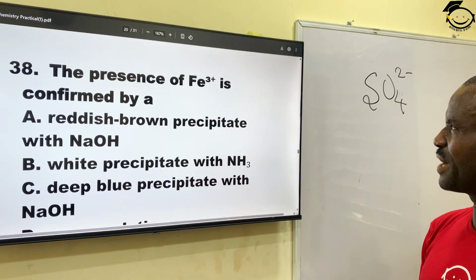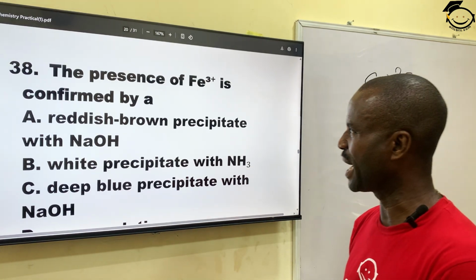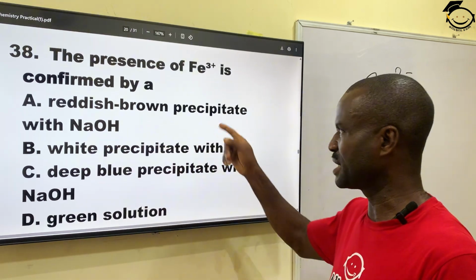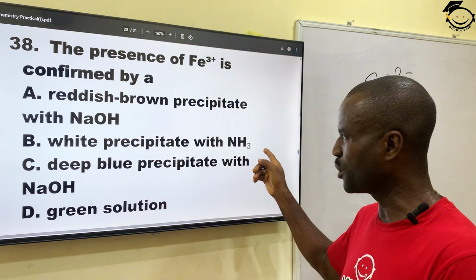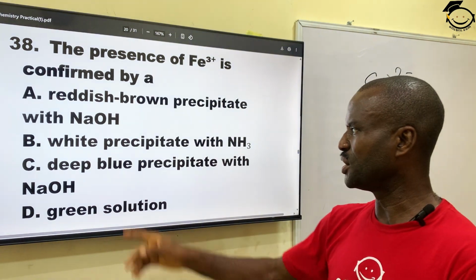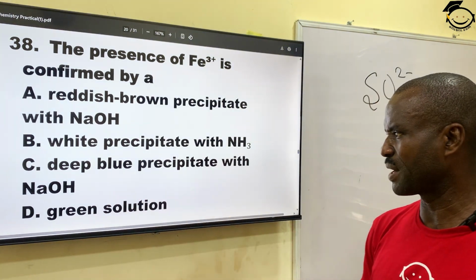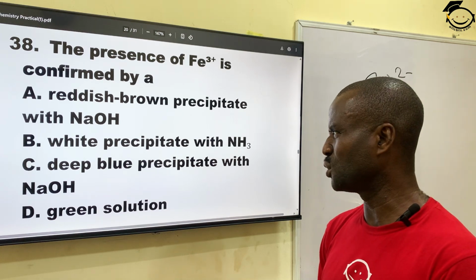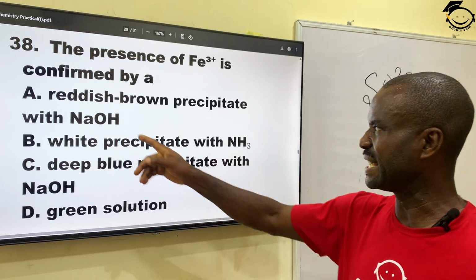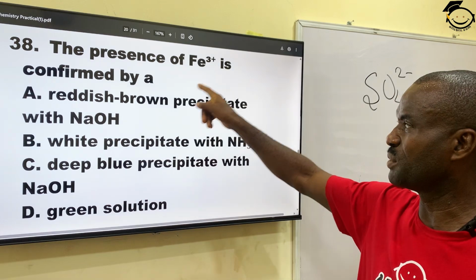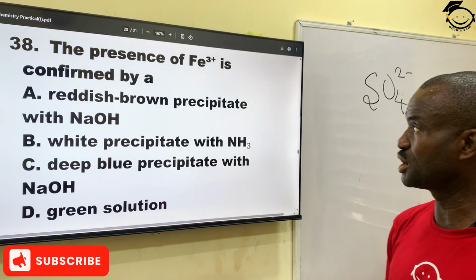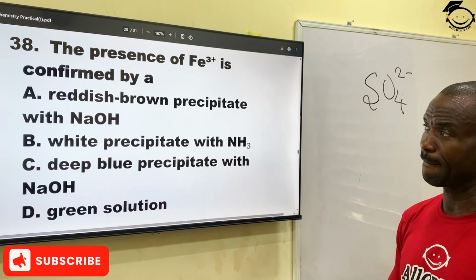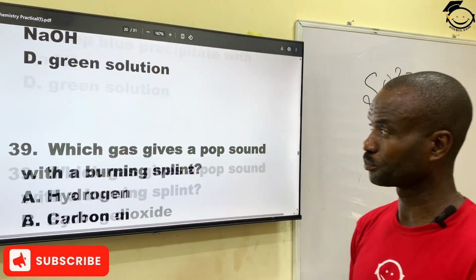38. The presence of iron(III) is confirmed by A. Reddish-brown precipitate with sodium hydroxide. B. White precipitate with ammonium solution. C. Deep blue precipitate with sodium hydroxide. Then D. Green solution. Only iron(III) will give reddish-brown color. So the correct answer is A, reddish-brown precipitate with sodium hydroxide.